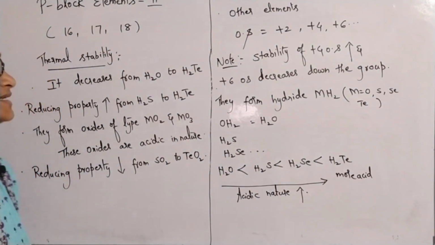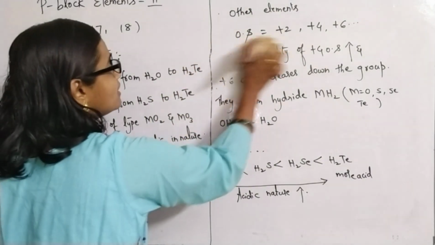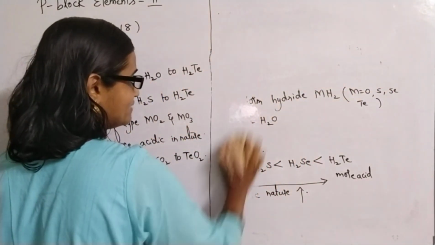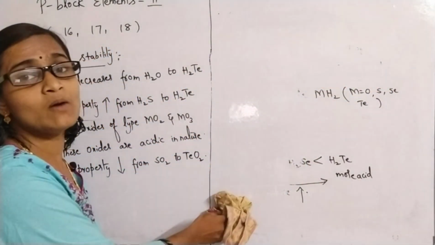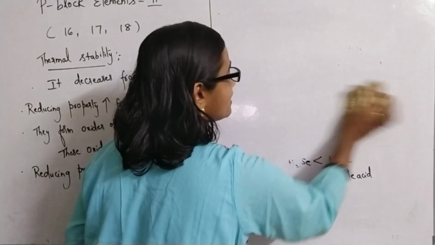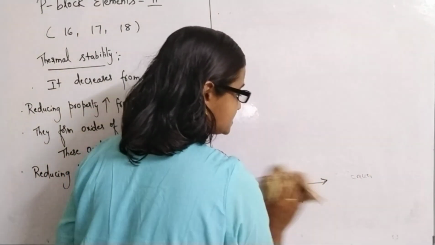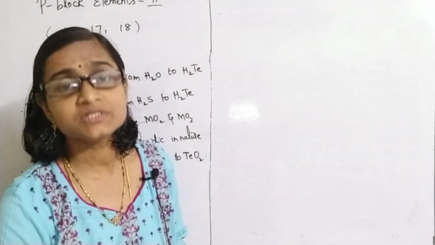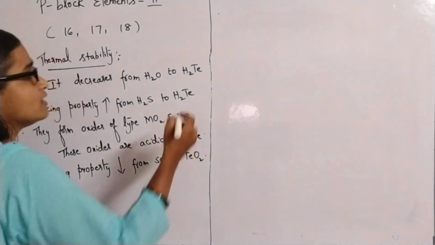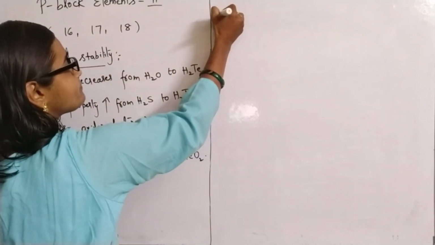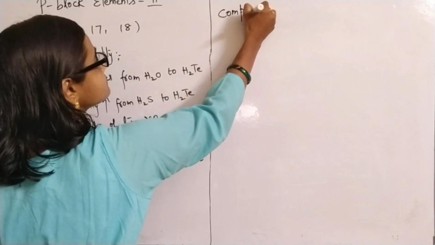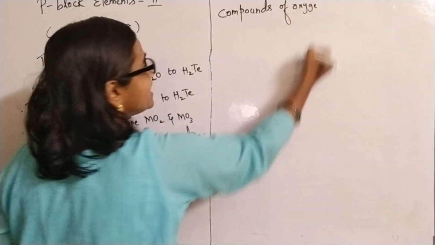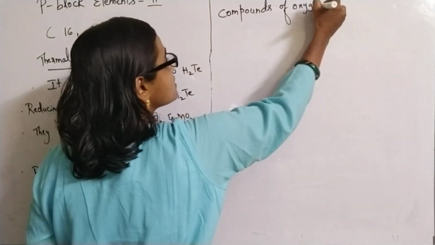So these are the general properties exhibited by 6A group elements. If you go for the compounds of 6A group elements, the first and foremost thing to discuss is ozone. Now, compounds of oxygen: the first one is dioxygen.